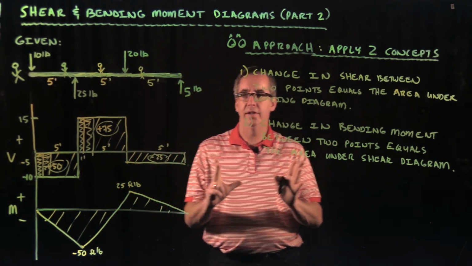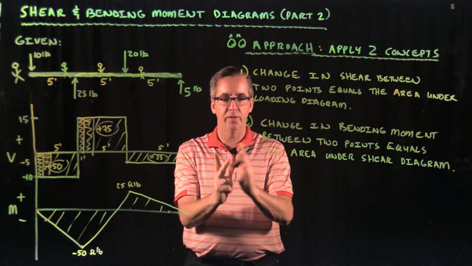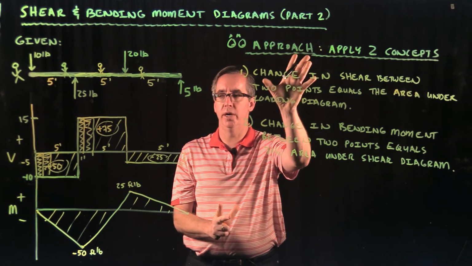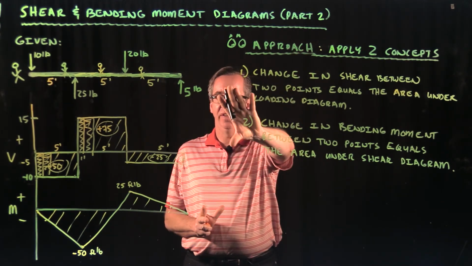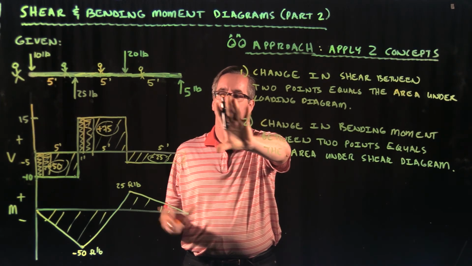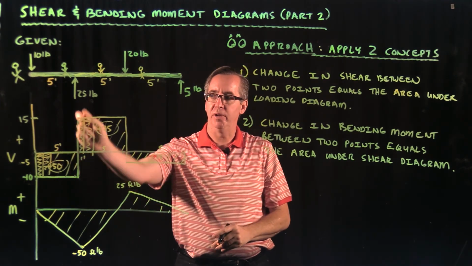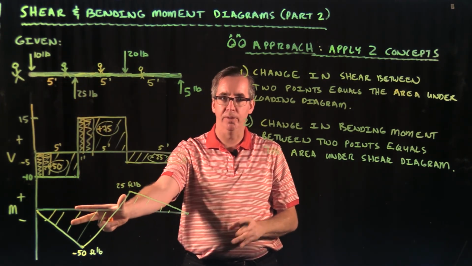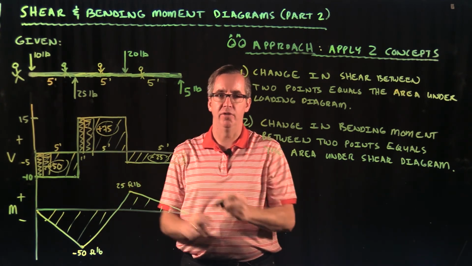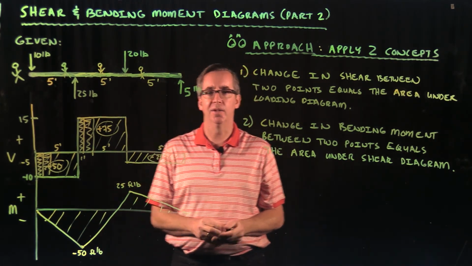And again, all we did in this example is, rather than make cuts like we did in part 1, we just used these two fundamental concepts to actually compute what the shear between 2 points would be, or what the bending moment between those 2 points would be, and derive the diagrams that way. And that concludes this example.